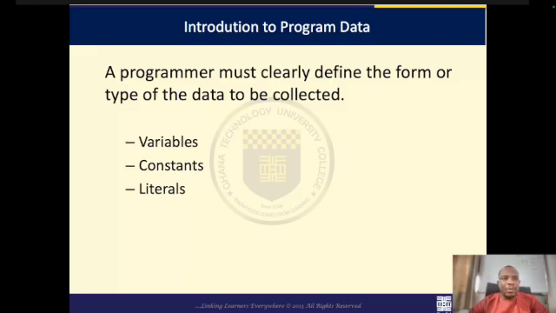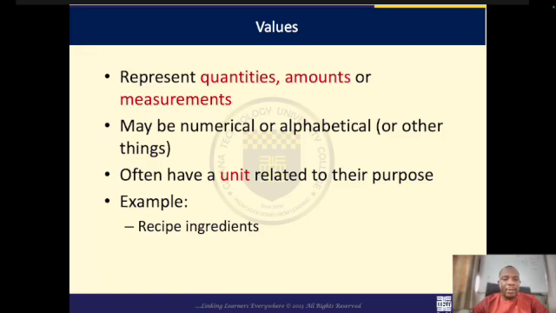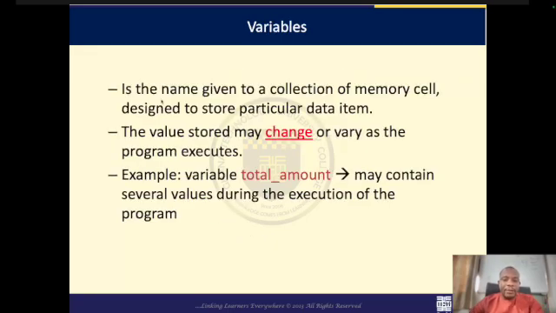The first one we'll discuss would be variables. The next one, constant, and then literals. So, what is a variable? A variable is a name given to a memory cell designed to store a particular item. What do we mean by this?